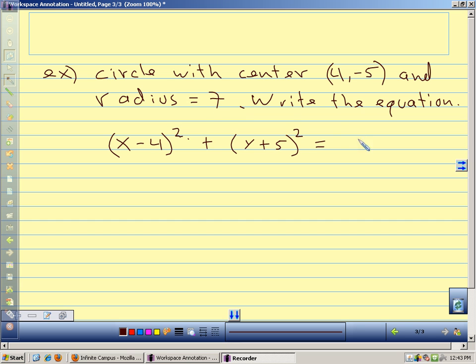So what's the square of 7? 49. And that's all we have to do. So to find our equation, we write x, take the first number, change the sign, put it right there, square it, write y, whatever the second number is here, change the sign, square that, and that equals the radius squared. So that's all there is to finding the equation from the center and the radius.